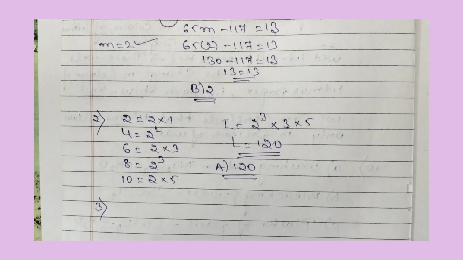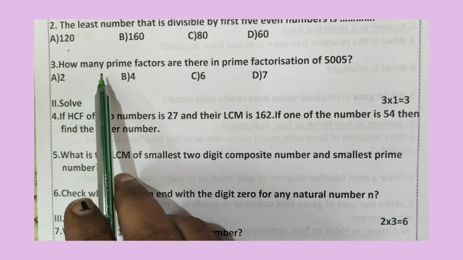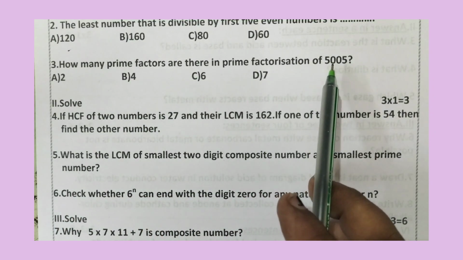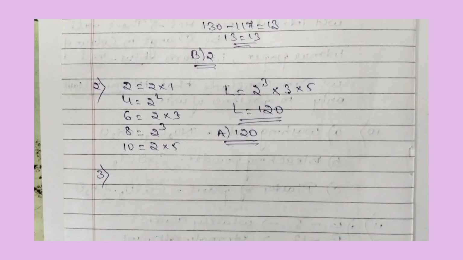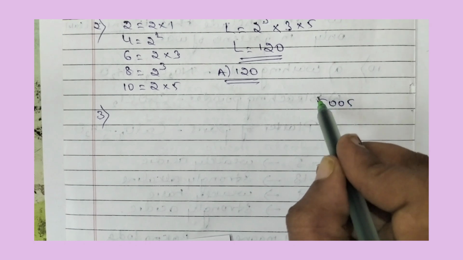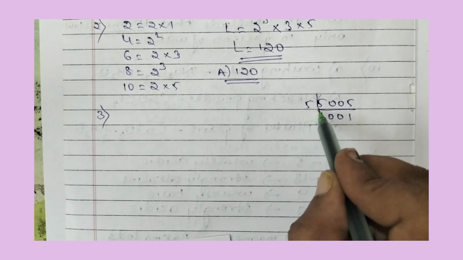Next, let us move to question number 3. In question number 3, they have given: how many prime factors are there in the prime factorization of 5005? How many prime factors are there, that we have to find out now. So 5005 they have given. So you divide 5005 by 5. 5 ones are 5, 0, 0, 1.